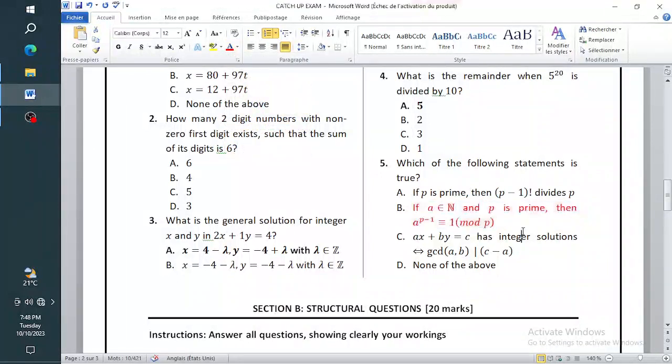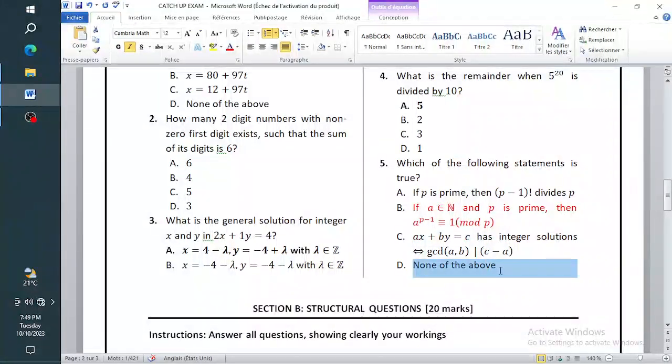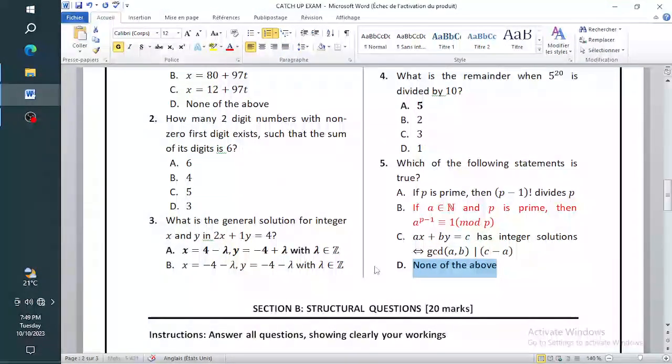Why is it wrong? Fermat's little theorem says that if a is any integer and p is a prime number, then a to the power p is congruent to a mod p, provided your integer a is not divisible by p. So the statement is incomplete. If you take B, you failed. So the answer is basically none of the above, because we know that for a linear Diophantine equation to have integer solutions, the GCD of a and b must divide c, not that it must divide c minus a. So for question 5, option D is correct.